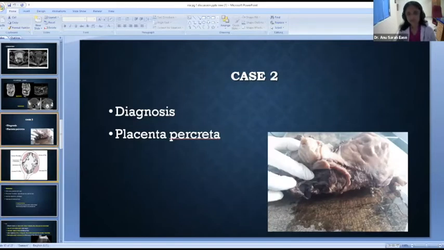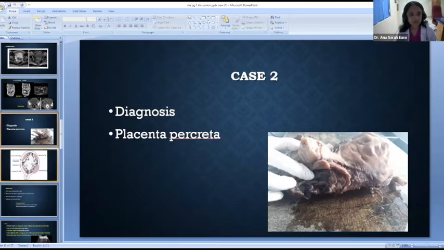So this is actually the specimen, because finally she had to undergo a hysterectomy along with the LSCS because the placenta was extending outside the uterus, and however they could dissect the placenta completely from the bladder. There was no invasion into the bladder, but it landed up in a hysterectomy. So this is a case of placenta percreta.